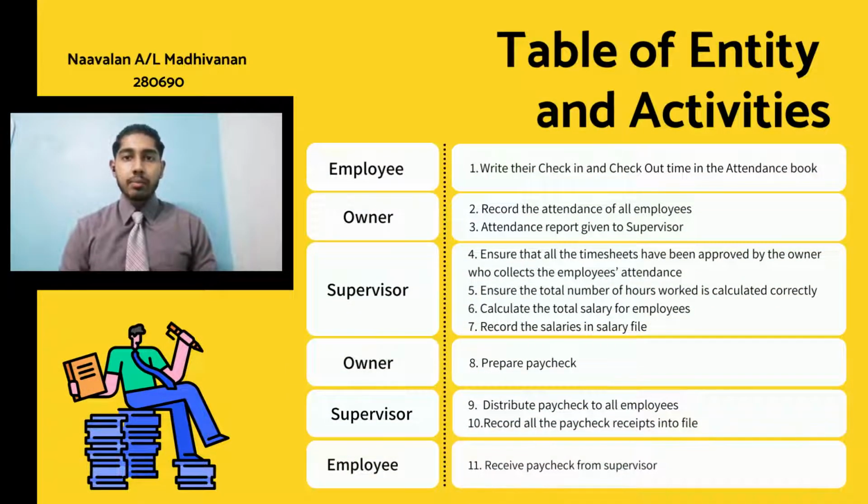Hello everyone, my name is Naavalan son of Madhivanan, metric number 280690. Now I'll be presenting the table of entity and activity of payroll system for Restoran Kasih Anak Mama.